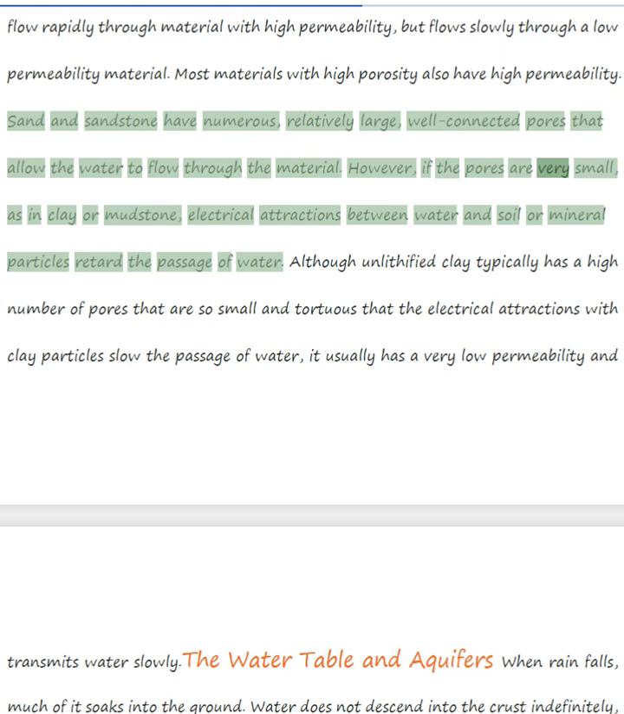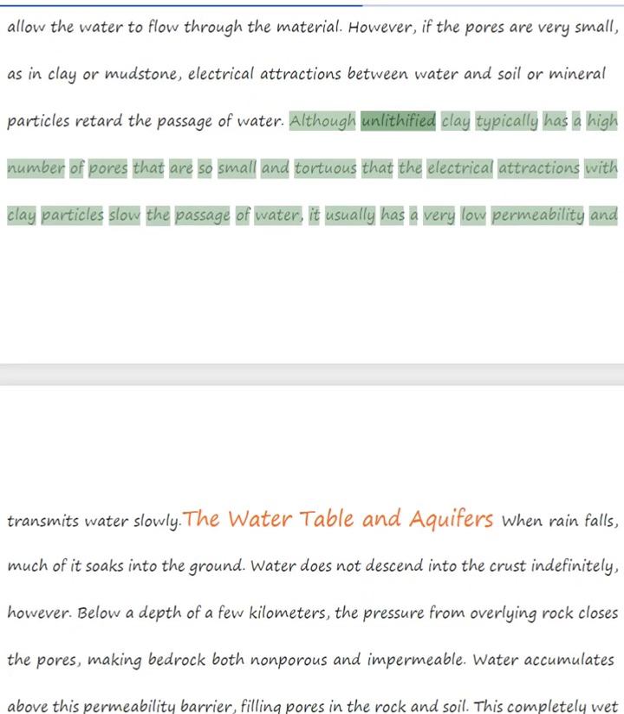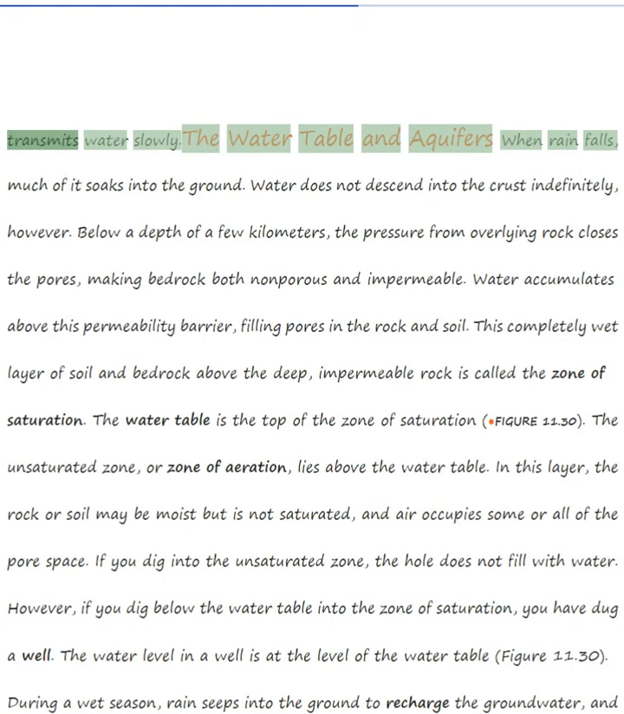However, if the pores are very small, as in clay or mudstone, electrical attractions between water and soil or mineral particles retard the passage of water. Although unlithified clay typically has a high number of pores, they are so small and tortuous that the electrical attractions with clay particles slow the passage of water, so it usually has a very low permeability and transmits water slowly.